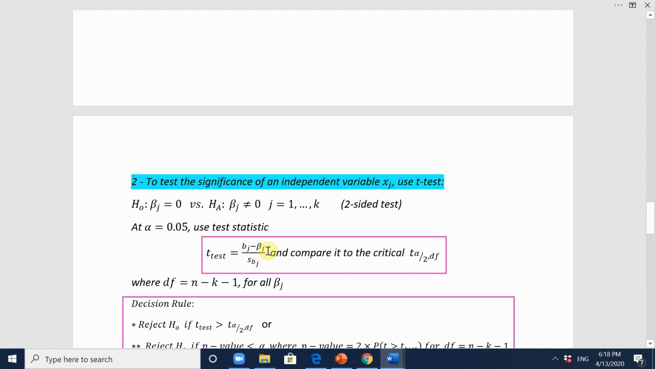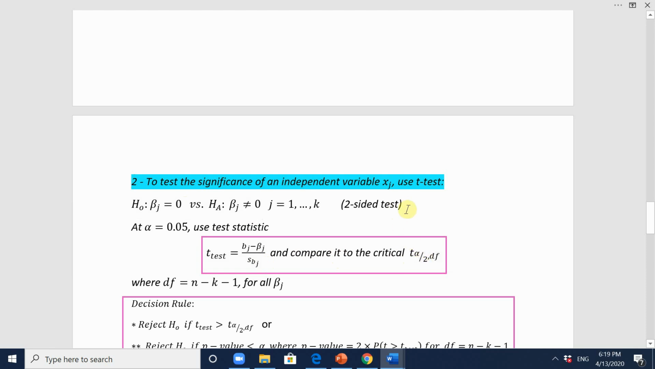And I subtract the population parameter estimate, the population regression parameter value, which should be 0. And I divide that by the standard error for my sample b_j, my sample estimated b of j. Okay, so that will be compared to a critical value t of alpha over 2.